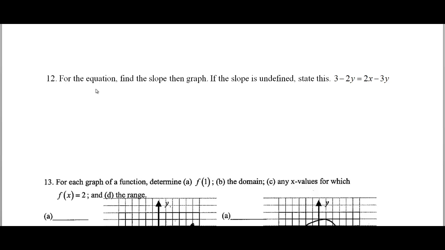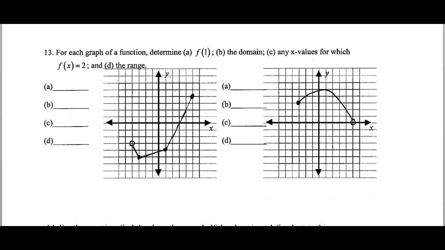Now let's take a look at problem 13. A real puzzler for a lot of us here. And it really tests to see if you know your vocabulary, or, more importantly, know your notation. Now, for each of these pictures, we want f of 1, the domain, the x values for which f of x is negative, the x value for which f of x is positive 2, and the range.